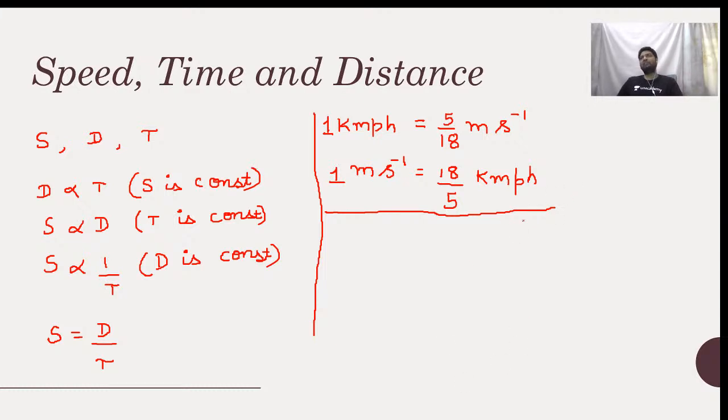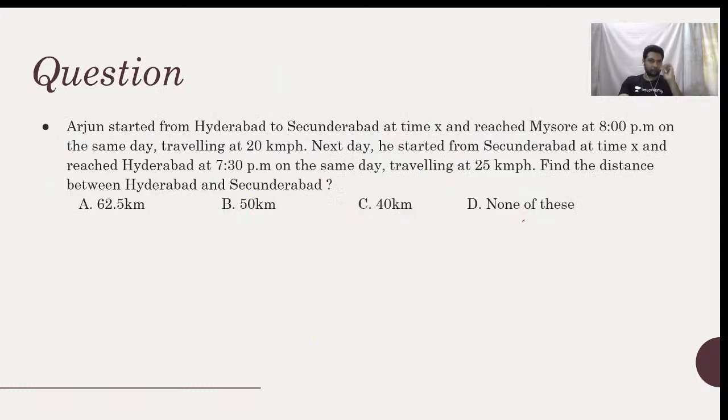What do I mean by average speed? Average speed is nothing but the total distance traveled divided by total time taken. Is that clear? Understood that? Okay. With that, let us get started with a few questions.